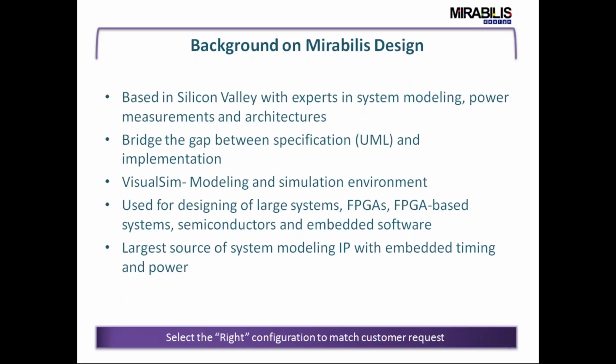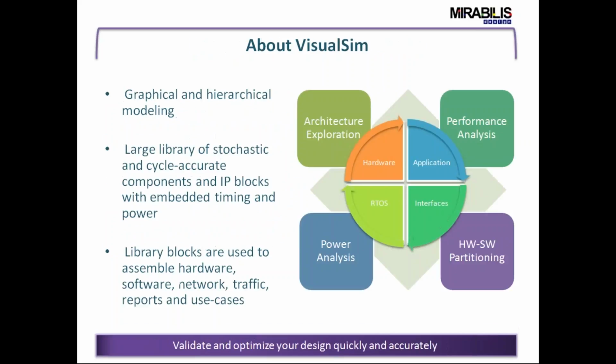The tool is provided with lots and lots of library blocks, both stochastic and cycle-accurate library blocks, based on the level of accuracy or the level of detail that you have. For example, if you are trying to identify or define a topology for your system architecture, you can start off with a stochastic level modeling approach, which is a statistical or queuing level model, which you can construct within a few minutes to a few hours.